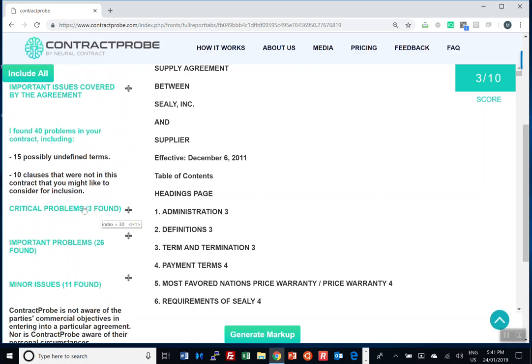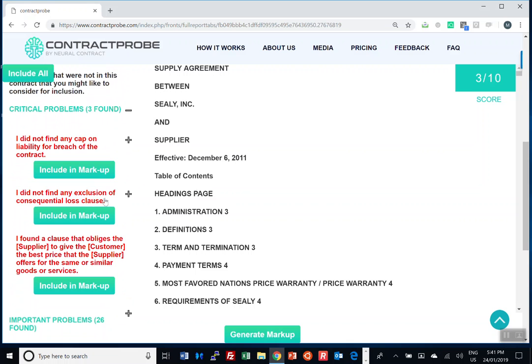Just looking at the critical problems for a moment, the 3 critical problems are that there's no cap on liability, there's no exclusion of consequential loss clause, and there's a most favoured nation clause. All of these are very serious problems for suppliers and would want to be remedied.